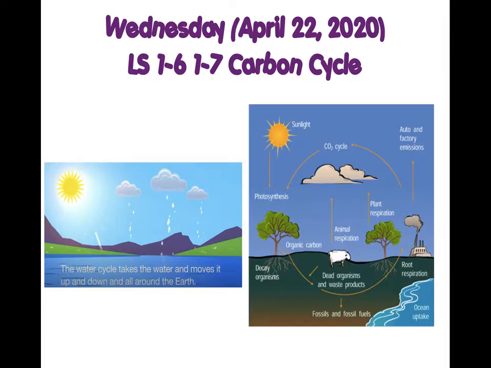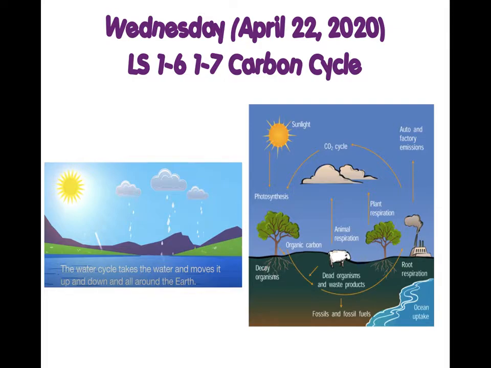The water cycle is where the water molecules get recycled throughout the atmosphere through evaporation, condensation, precipitation. So the water molecules never disappear. It's the same thing with the carbon cycle. The carbon atoms never disappear. They just get reused again and again.